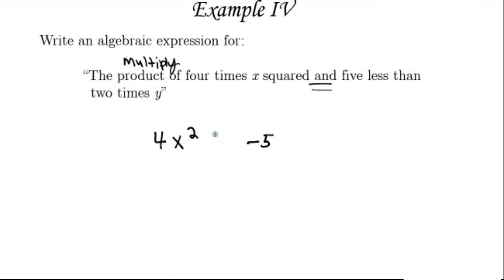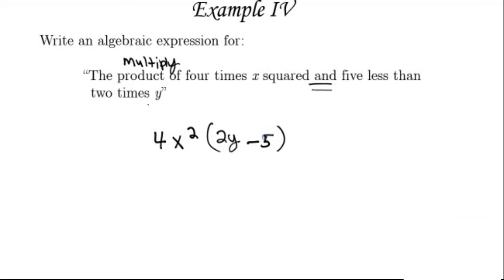Therefore, I have 2y minus 5. So it's 5 less than 2y. Going back, because even though this was short, it was somewhat complex, I'm going to go back and check this. The product of, so I am multiplying. And what I'm multiplying is 4 times x squared and 2 times y minus 5.